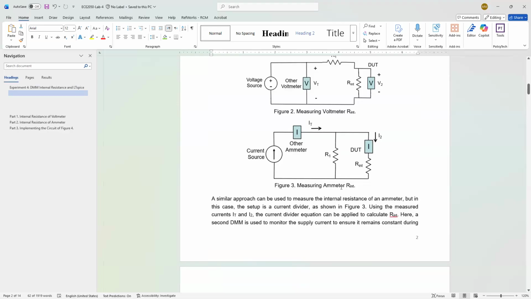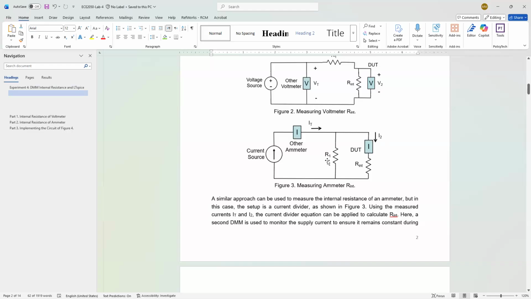See what I did here, guys? Here you can see R1 is parallel to R internal, and I created a current divider. In a current divider, if you know the total current, you can calculate the current in each branch. You have the formula for that. But I should measure this current using this ammeter, and I should measure this current here using this ammeter.